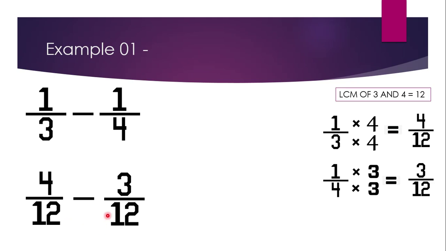Now, as you can see here, the denominators are equal. The denominator is 12. So, as the denominators are equal, what we have to do? We have to get the difference of the numerators. What is the difference between 3 and 4? It is 1. Therefore, I am going to subtract 3 from 4 and the denominator is the same. The difference between 3 and 4 is 1 and the same denominator is 12. So the final answer is 1 over 12.